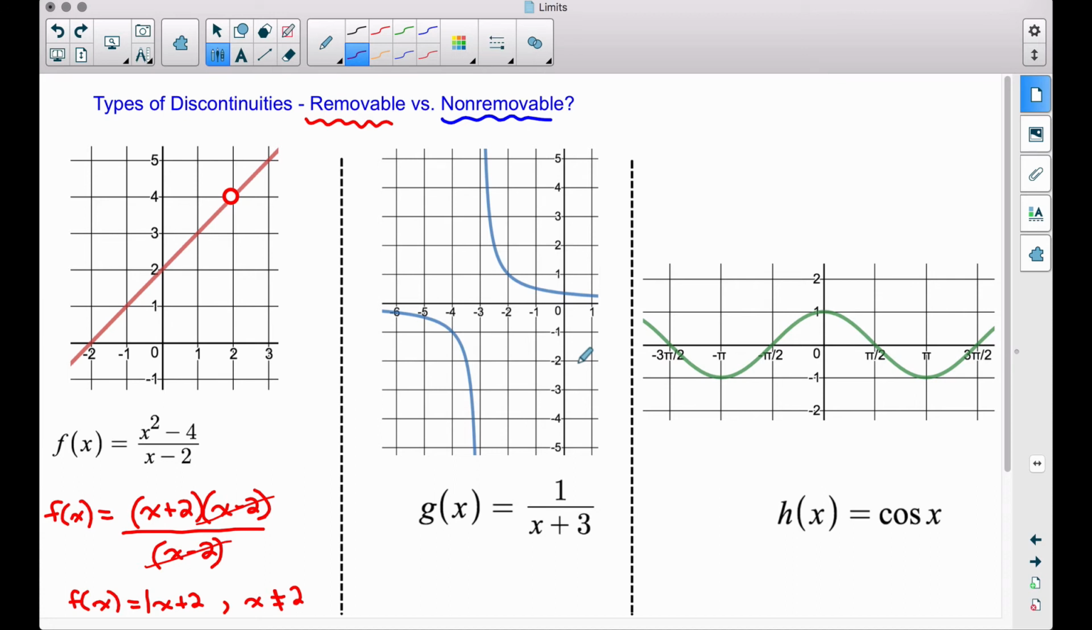Very important later on in your calculus course, where we start talking about differentiation, where one of the main rules for a function to be differentiable is that it has to be continuous at a particular point. So more on that later, but here are your two types of discontinuities, removable versus non-removable, and that's it for this video.